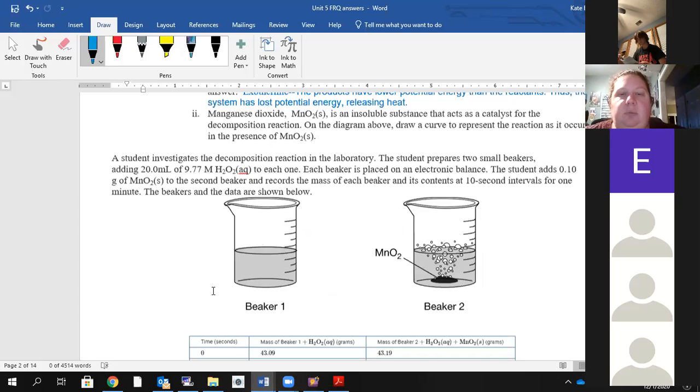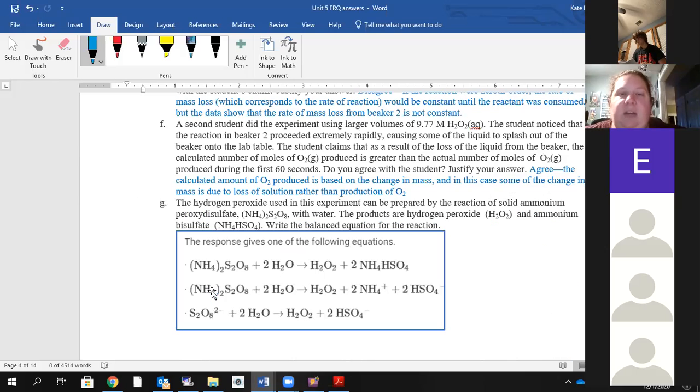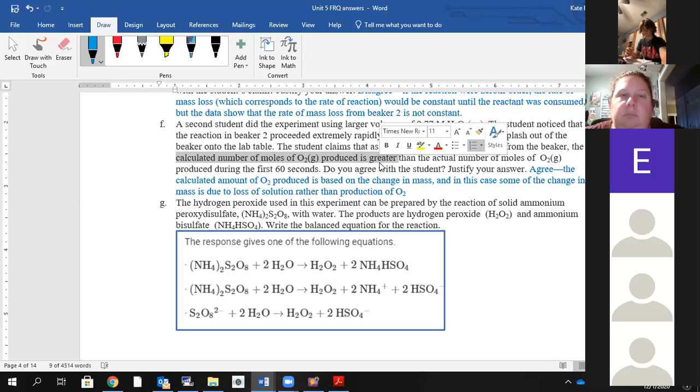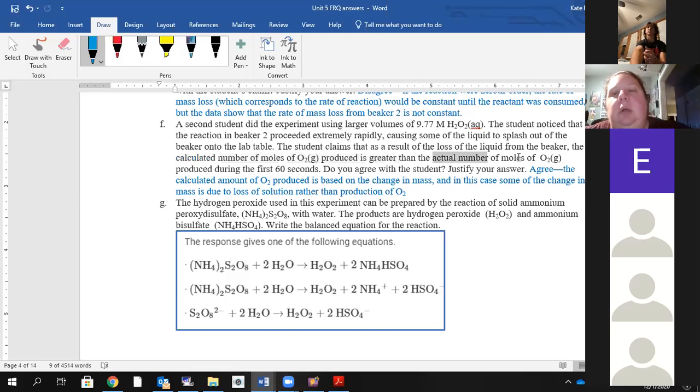So compared to what the stoichiometry says, in real life, the actual number of moles of oxygen is going to be less. And the calculated number of moles of O2 is going to be greater. The stoichiometric version is going to be bigger. Yeah, I kind of got confused with the calculated and actual. So anytime it says actual, they're talking about what was obtained in the lab.